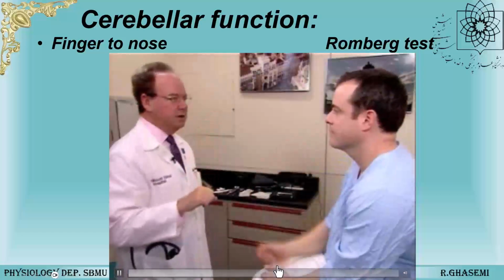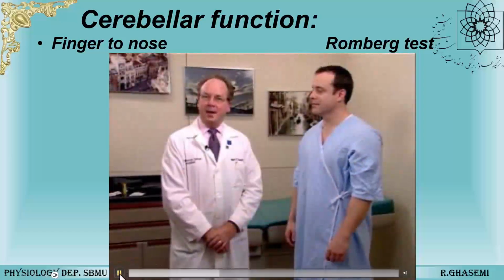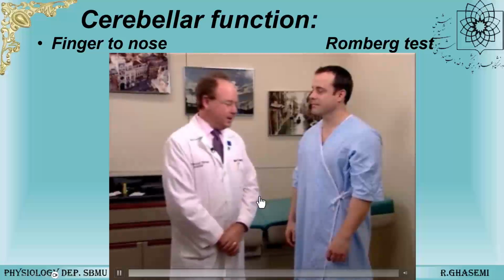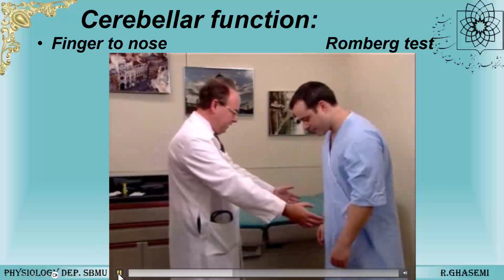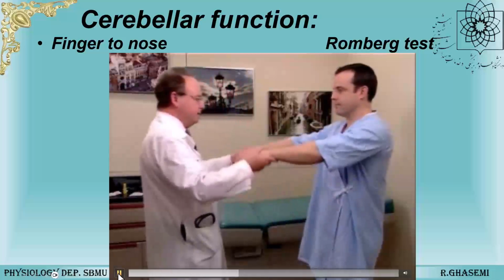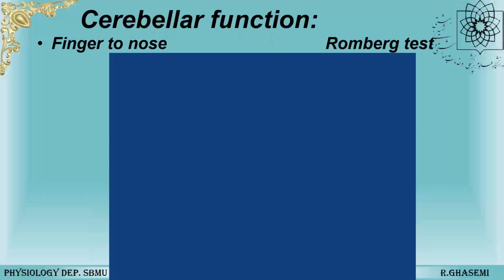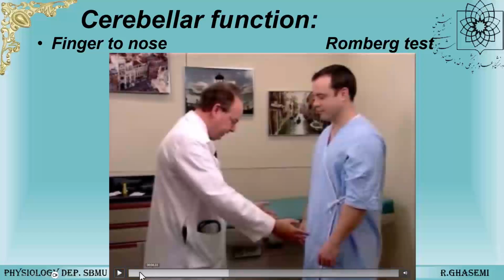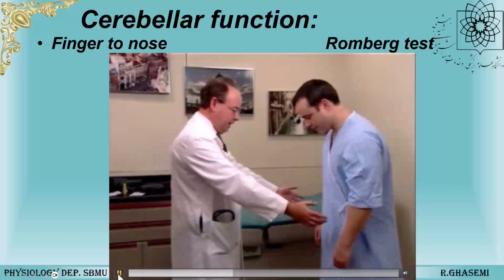And you can open your eyes. An important assessment of cerebellar function is the Romberg test. Would you put your feet together for me? And just bring your arms up like this. Together for me.